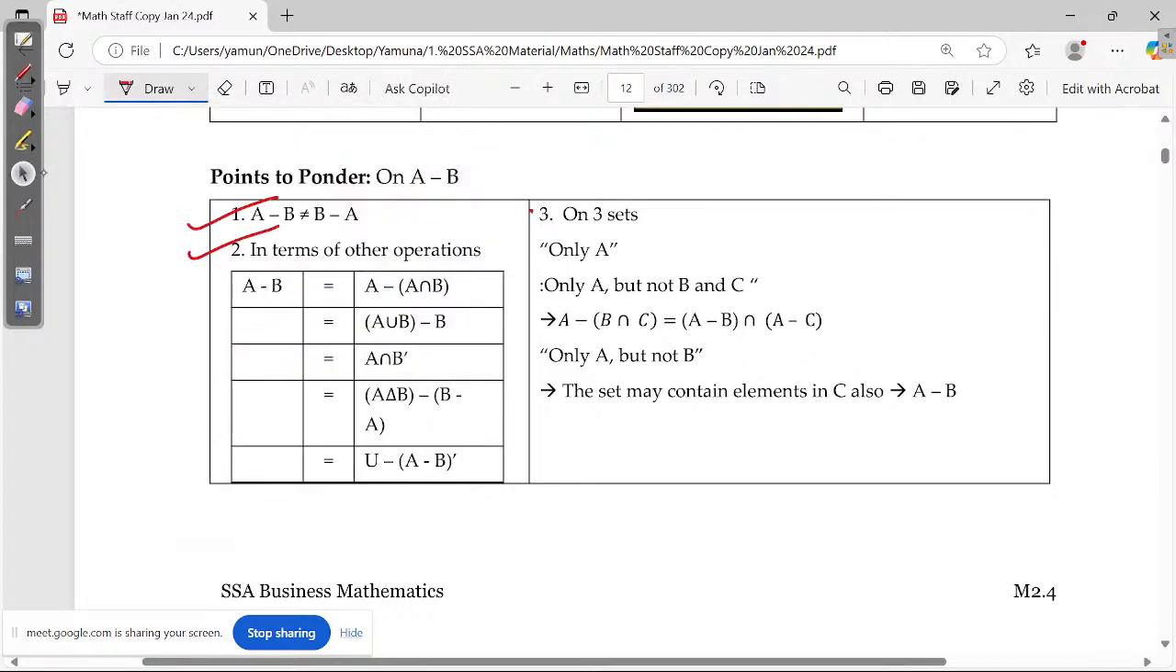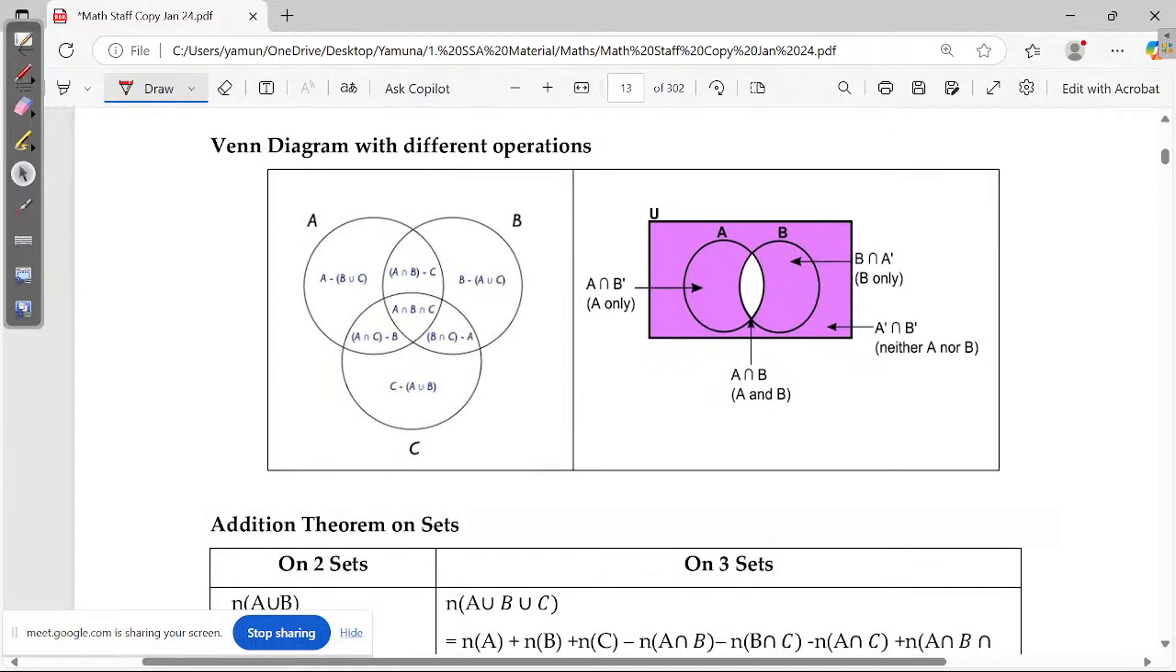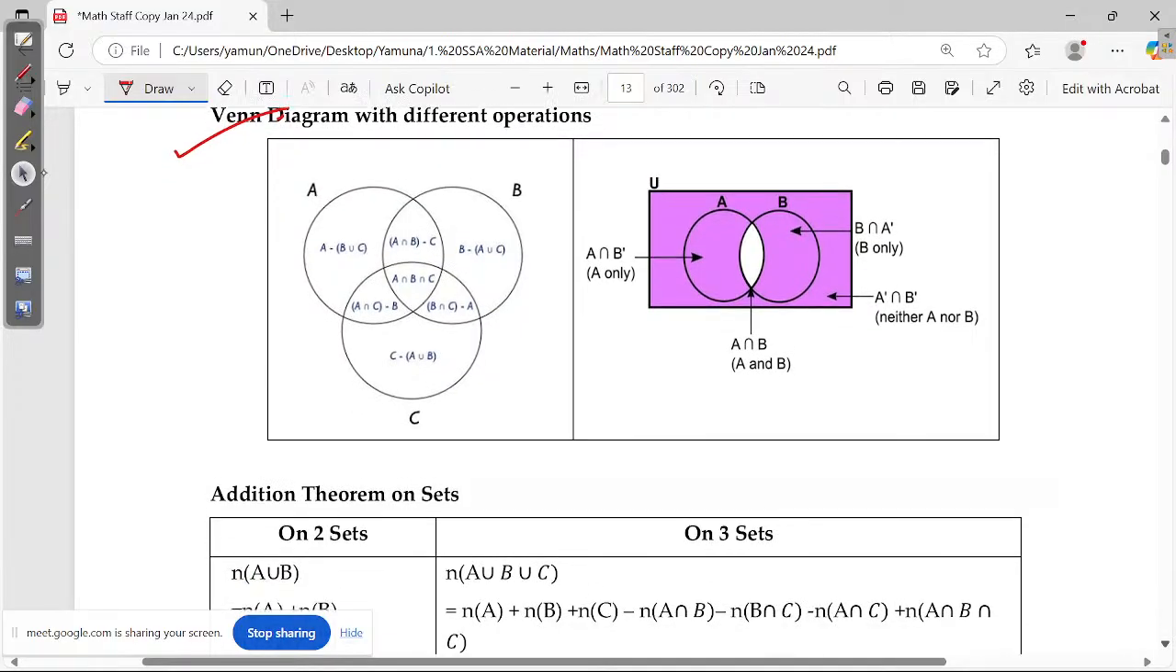We have 3 points to ponder, meaning notes. This is on A minus B. So we have the operation A difference B. You'll be working on what A minus B is in terms of other operations, so you'll be working on these 3 operations. Then Venn diagrams with different operations. So this is your assignment. You'll just try working. Anyway, I'll explain it to you. And the addition theorem we have seen.